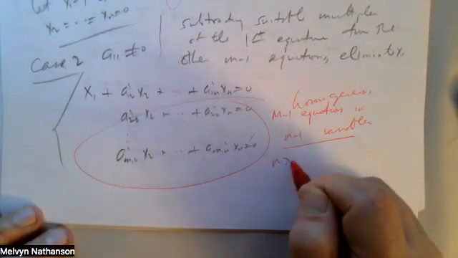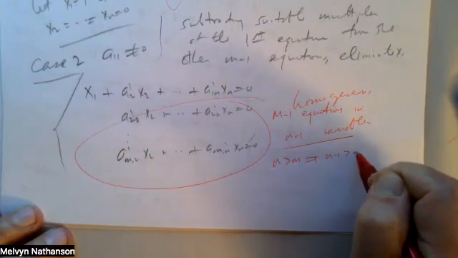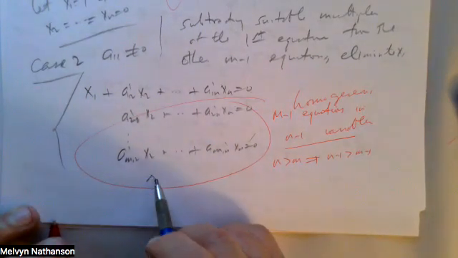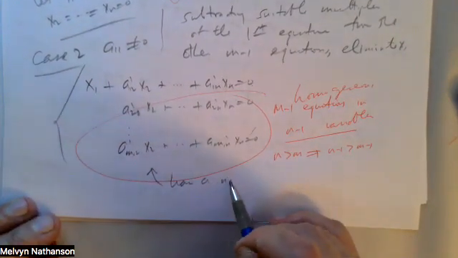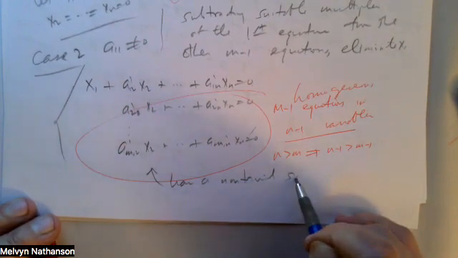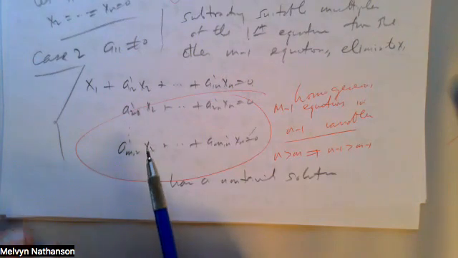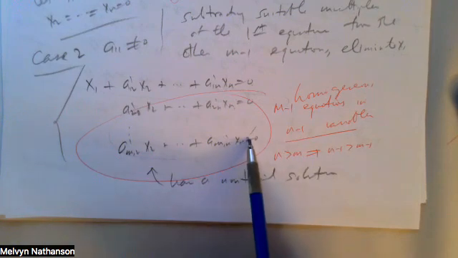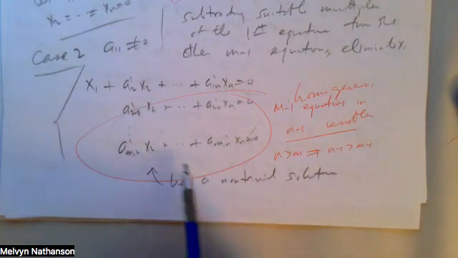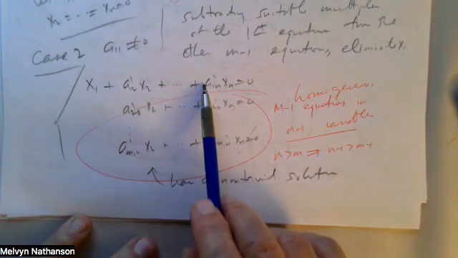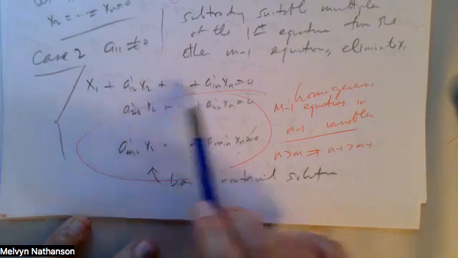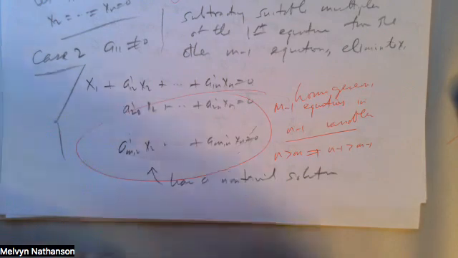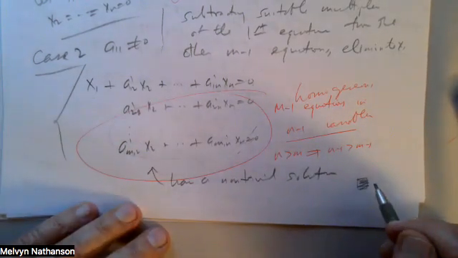And n bigger than m means n-1 is bigger than m-1. So this system has a non-trivial solution. So you can find numbers x2 up to xn, not all zero, that solve these m minus one equations. And then you take those values of x2 up to xn, plug them in here, and choose x1 to be the negative of this, so this is 0, and now we have a non-trivial solution for the whole system of m equations and n unknowns.